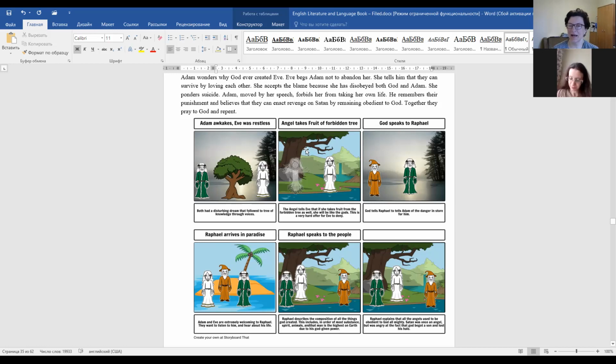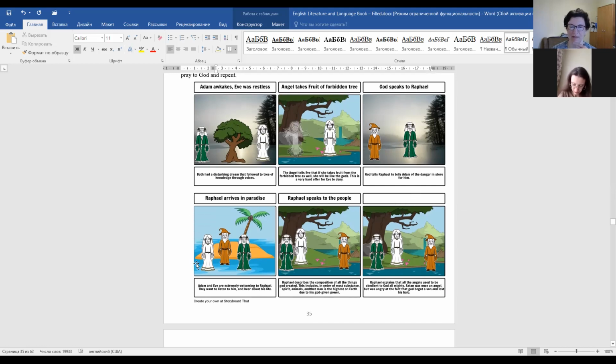God speaks to Raphael. And God tells Raphael to tell Adam of the danger in store for him. So there is a tree of knowledge, and from the tree of knowledge, Eve needs to take the fruit. And God knows that she will take the fruit. So Raphael tells Adam that nothing good will happen to them after she has taken the fruit. She takes the fruit, and then mankind will suffer. So God knows that the future will not be really bright.